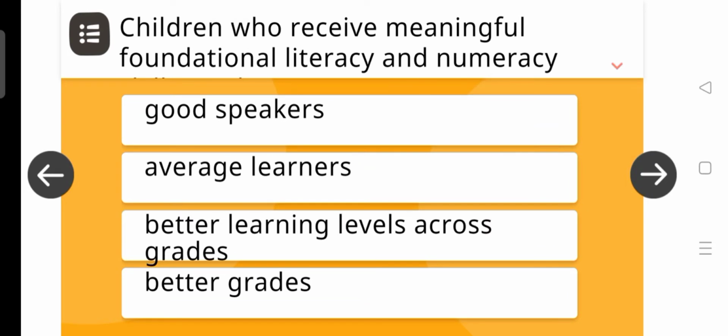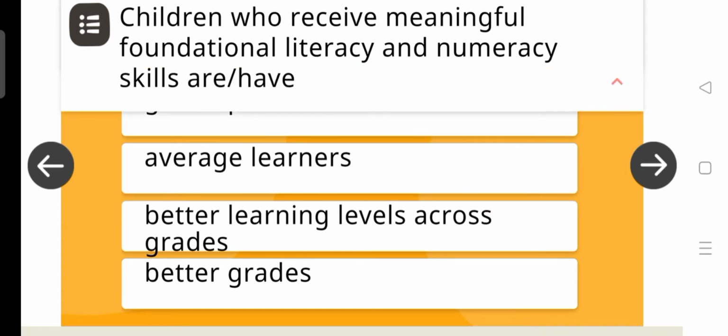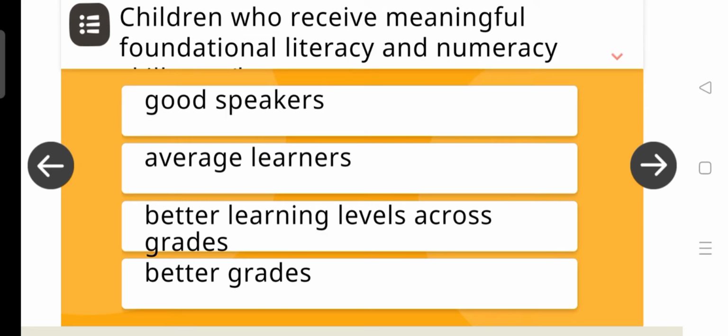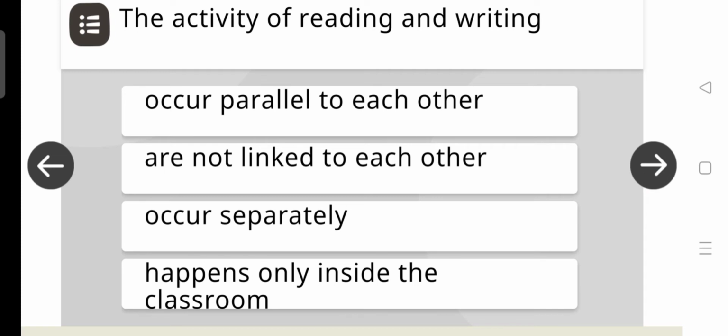Children who receive meaningful foundational literacy and numeracy skills have better learning levels across grades. The activity of reading and writing occur parallel to each other.